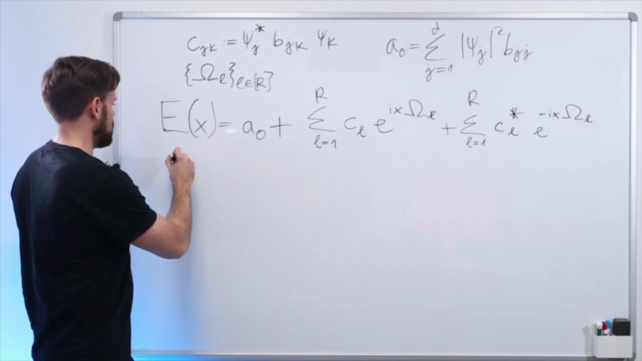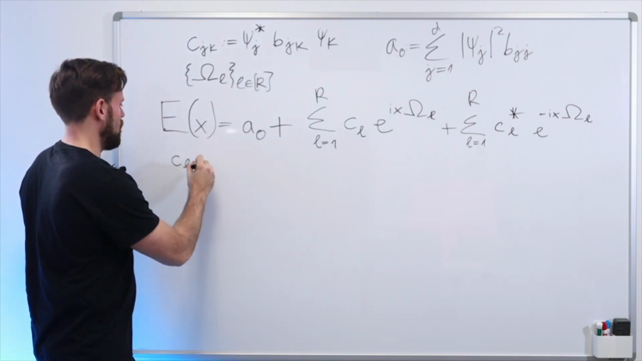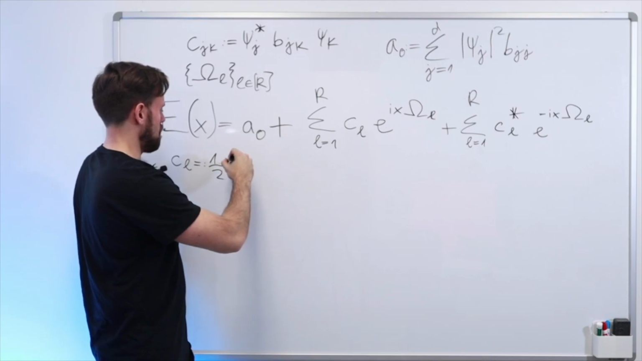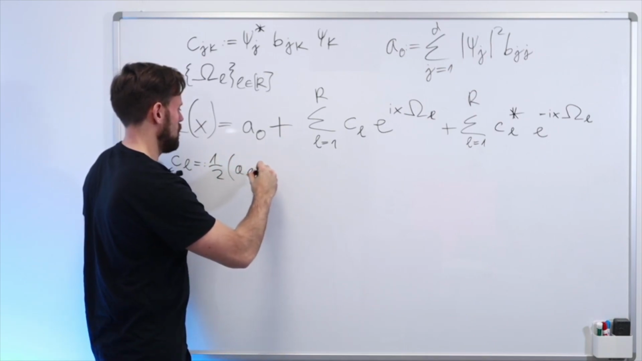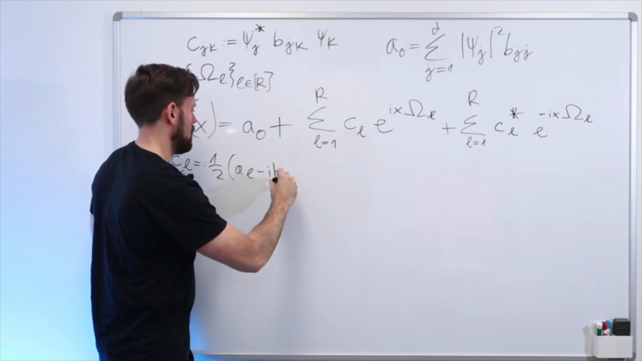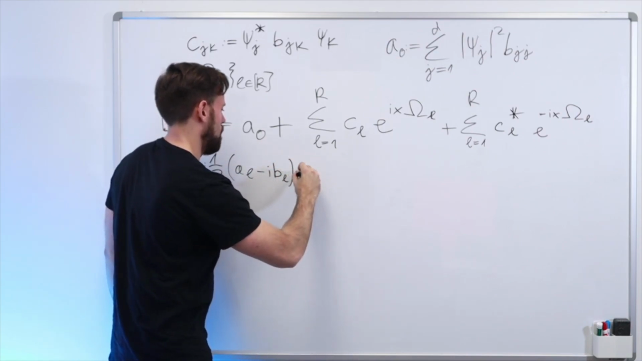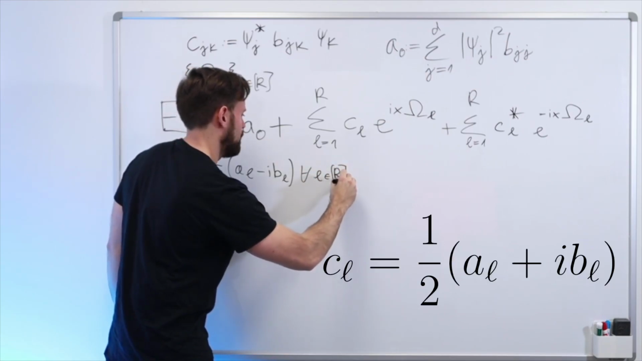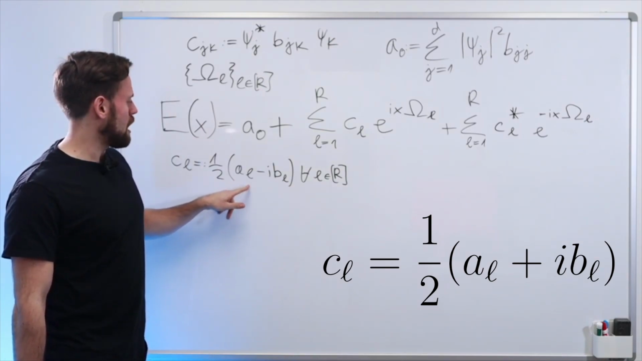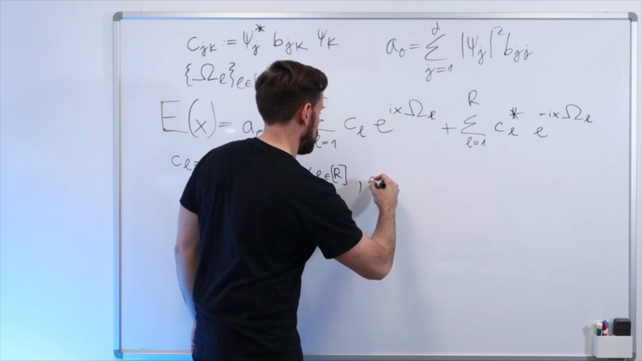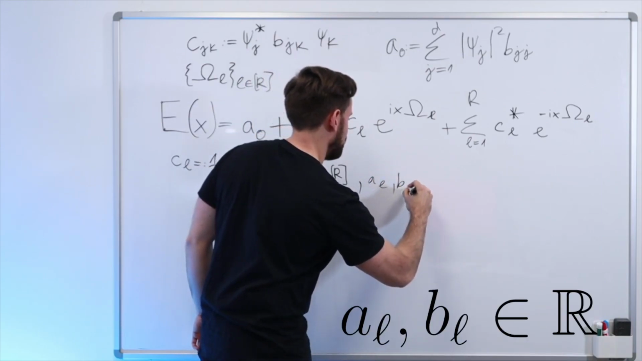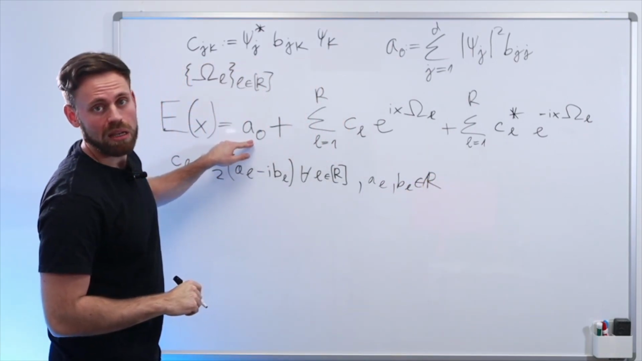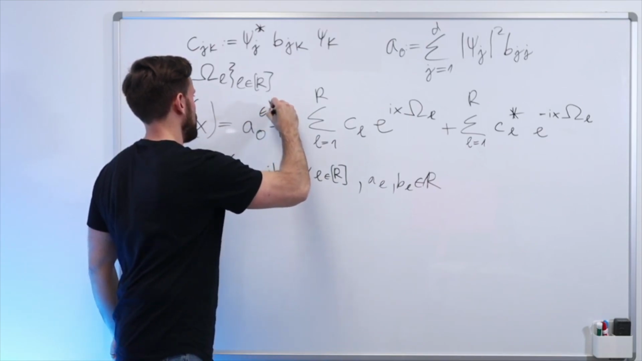For the first one, let's introduce the two new coefficients that we would like to use, such that CL is going to be 1 over 2 AL minus I BL for every L out of square bracket R. All right, let's complete the definitions of AL and BL by also mentioning that these coefficients are going to be real numbers, and also mentioning that the previously defined A0 coefficient is going to be a real number as well.